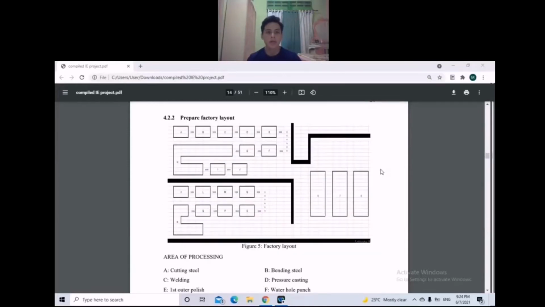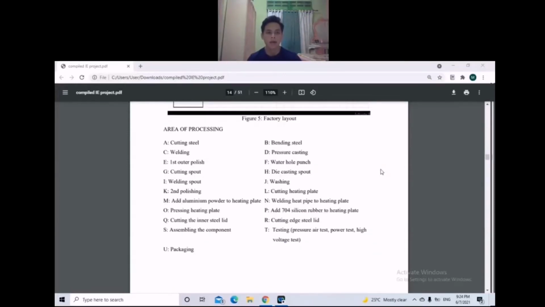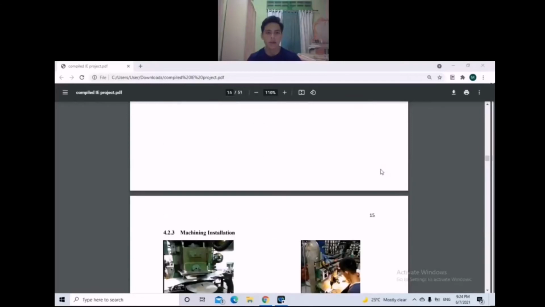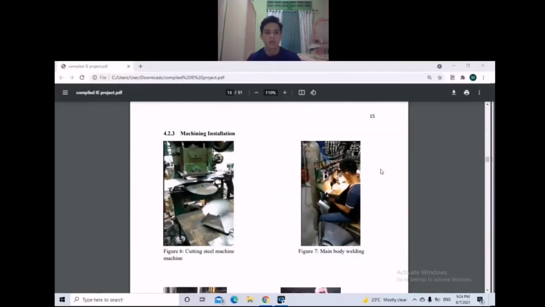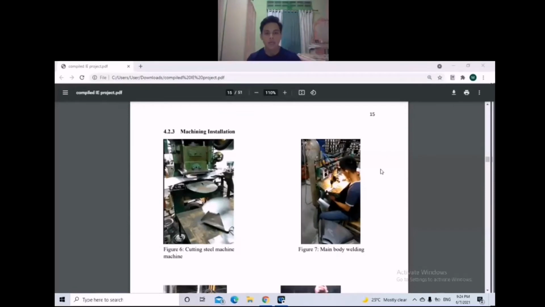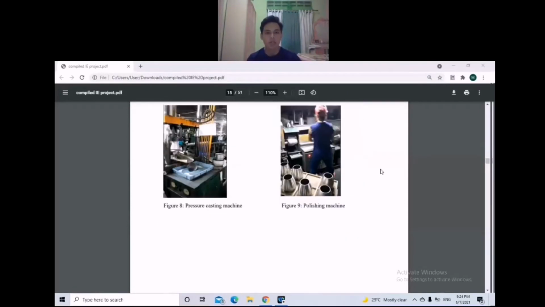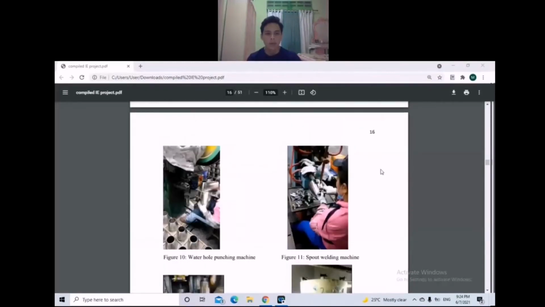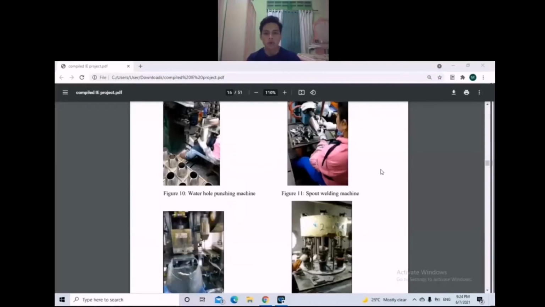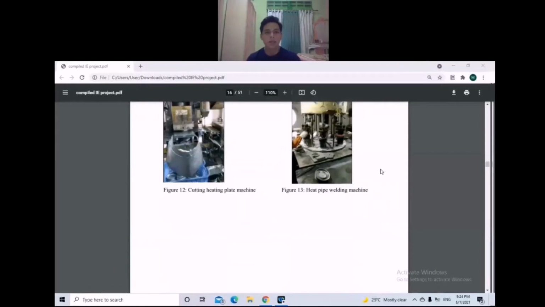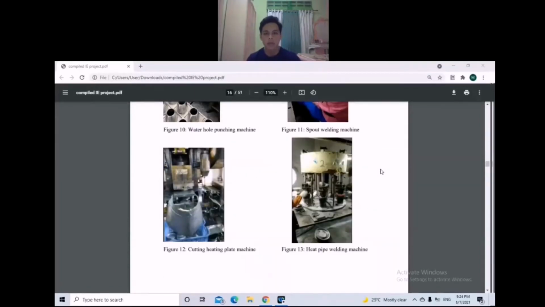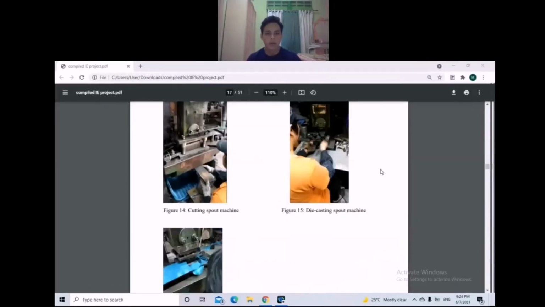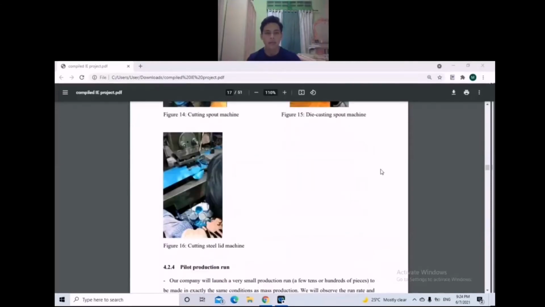This is our factory layout, and this is the area of processing. This is our machine installation picture: cutting steel machine, main body welding machine, pressure casting machine, polishing machine, water hole punching machine, spot welding machine, cutting heating plate machine, heat pipe welding machine, cutting spot machine, die casting spot machine, and also cutting steel lid machine.